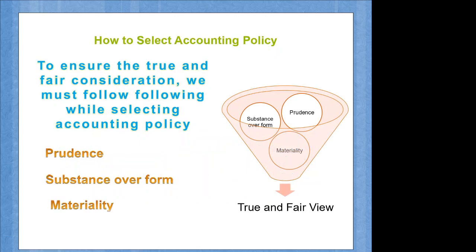Now, how do we decide that an accounting policy will ensure that true and fair view? So when we select an accounting policy, three basic principles which we need to follow are prudence, substance over form, and materiality. These three basic principles together will give us a true and fair view. Let's go through these one by one.